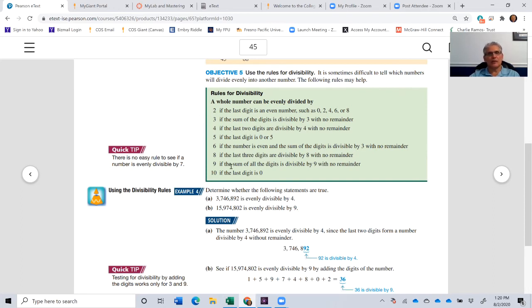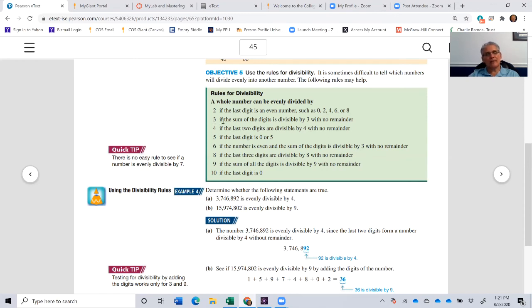So we start with 2. And we can read down through each one of these, and some of these are going to be pretty interesting to learn, and some of them are going to be obvious. So a whole number can be evenly divided by 2 if the last digit is an even number, such as 0, 2, 4, 6, 8. So if the last digit of whatever number you're working with, let's say it's 98, we know that because it's an 8, it can be divided by 2. Whatever whole number you have can be divided by 2 if the last digit is an even number, such as 0, 2, 4, 6, or 8.